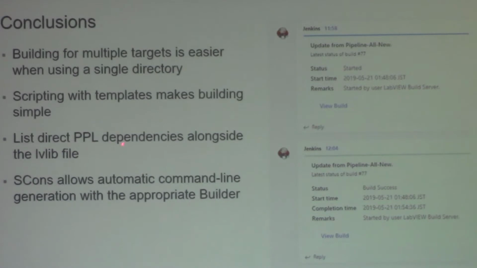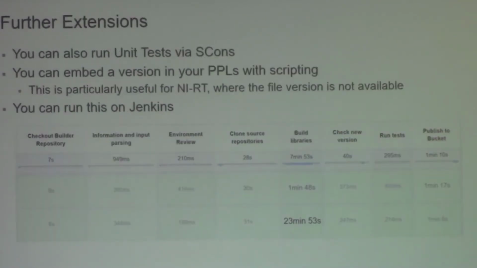Listing your direct PPL dependencies makes it much easier to scan for that list, but you don't need to list your nested PPL dependencies. So if I depend on something that depends on something else, I only need to list the things that I care about, not the things that those things care about. And scons or similar tools will allow you to generate a command line with, in this case, an appropriate builder. And here you can see Jenkins being triggered. You can run unit tests if you'd like, and you can embed a version with scripting.